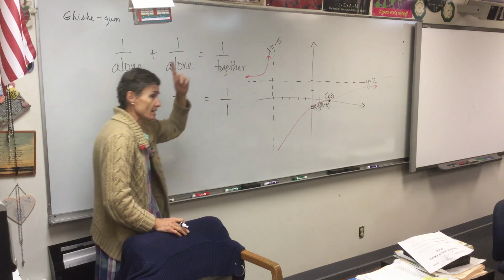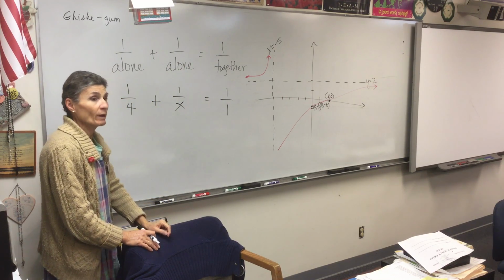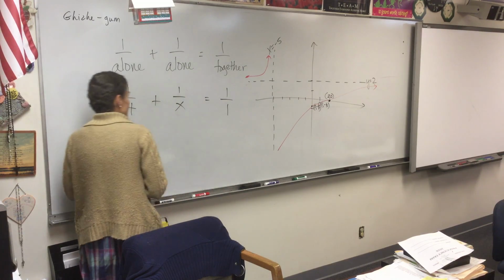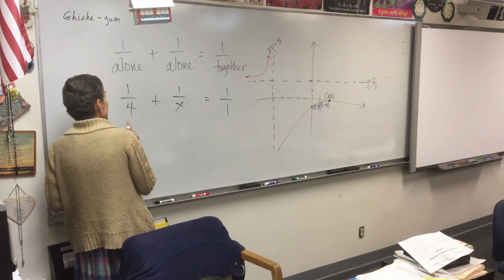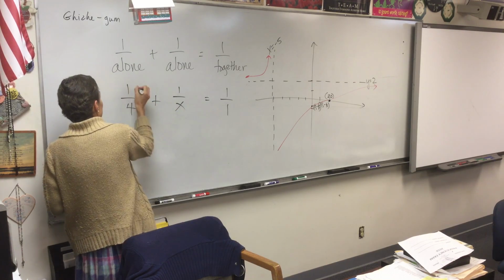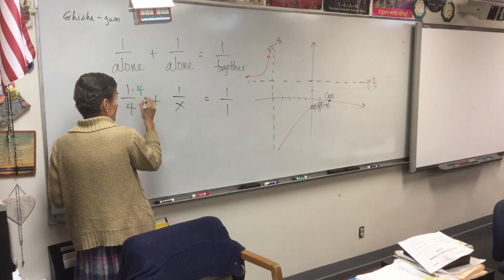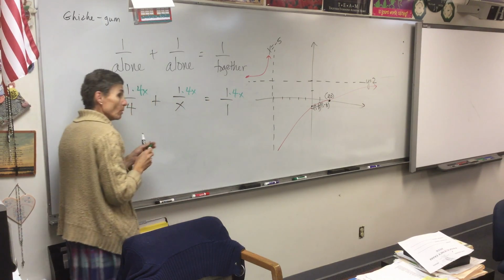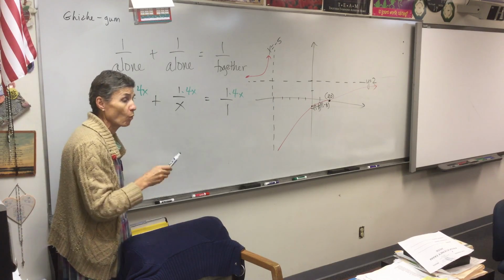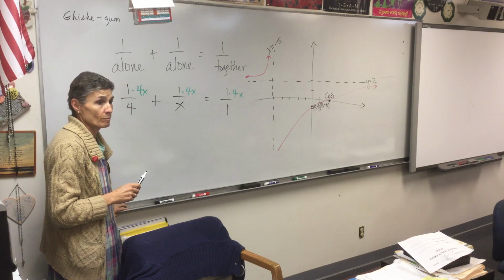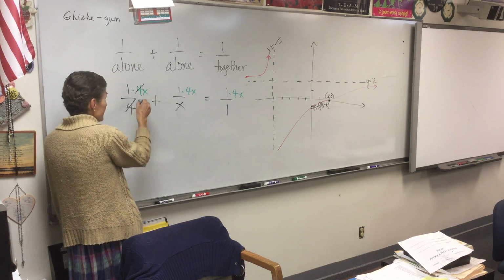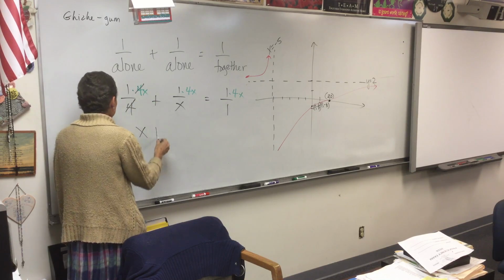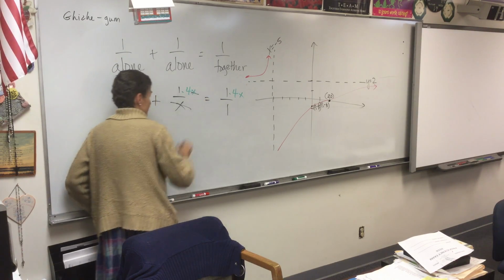Now, are there fractions in that problem? Yes. We want to get rid of those fractions. So I am going to multiply everything by what? What will it take to get rid of every fraction? 4. It'll take a 4, but also an x. You have to multiply by both denominators, 4 and x. So what am I left with here? Not 1 over x, 1x. There is no denominator. It is gone.